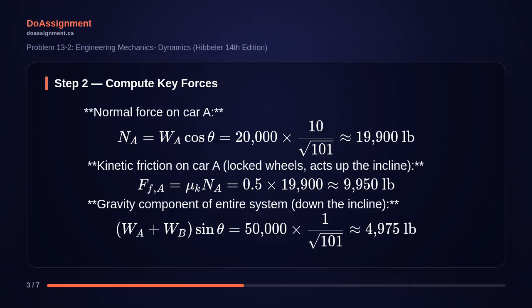First, compute the key forces. The normal force on car A is its weight times cosine of theta, which is 20,000 times 10 over root 101, approximately 19,900 pounds. The kinetic friction force on car A's locked wheels is mu k times N sub A, which is 0.5 times 19,900, approximately 9,950 pounds, acting up the incline. The total gravity component of the combined system along the incline is 50,000 times 1 over root 101, approximately 4,975 pounds, acting down the incline.